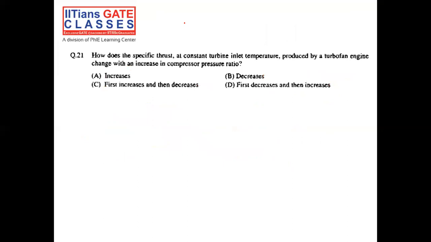How does the specific thrust at constant turbine inlet temperature produced by a turbofan engine change with an increase in compressor pressure ratio? Increases, decreases, first increase and then decrease, first decrease and then increase. So basically, if we draw a plot of specific thrust with compressor pressure ratio for a turbofan engine, this is specific thrust, and pi c denotes the compressor pressure ratio. For a particular Mach number, the curve will be something like this.